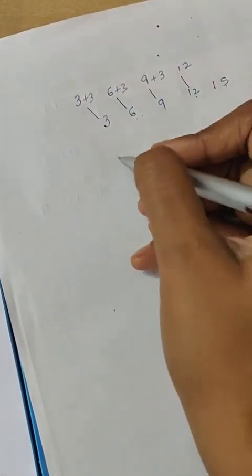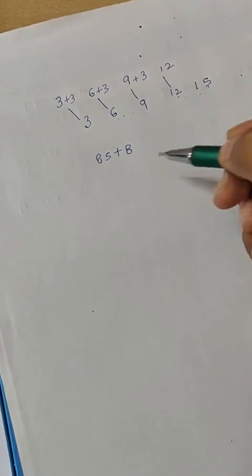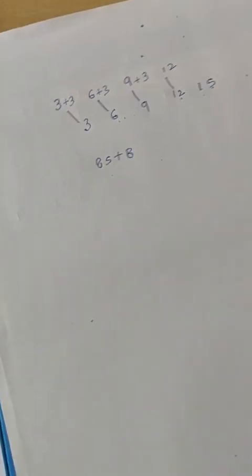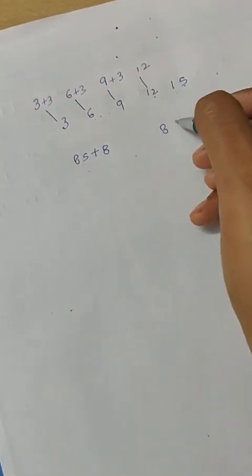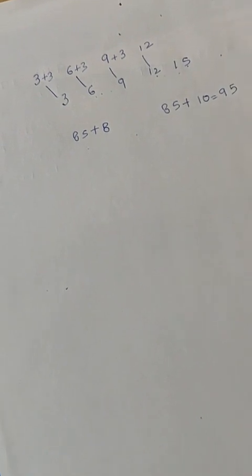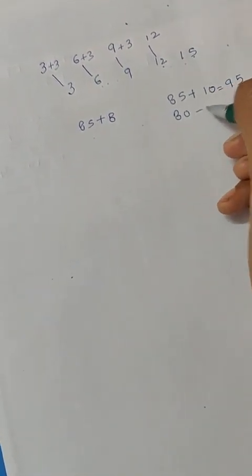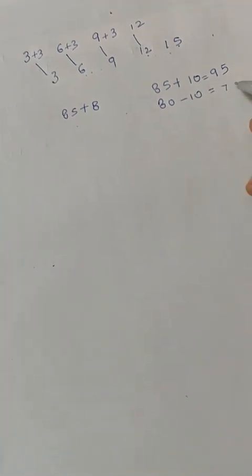Now you can use certain patterns. There are various patterns that you can use to make your calculations easy also. Now if I ask you what is 85 plus 8, you might take some time to add 8 to 85 and then come up with the answer. But if I ask you what is 85 plus 10, you can easily tell it is 95. Similarly, if I ask you what is 80 minus 10, you can easily tell it is 70.